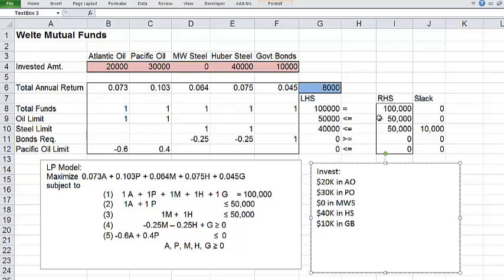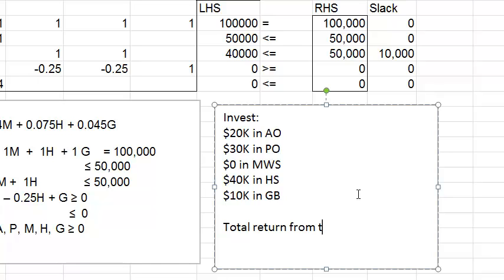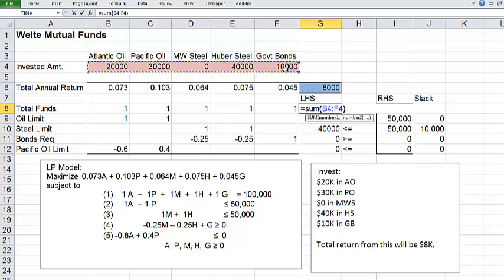So that's the recommendation from the optimal solution. And what will that give us is the $8,000 in return. So total return from this will be $8,000. Now I should point out that you don't really have to use a sum product formula every time. For instance, like this first constraint, here you just have to sum the variables. So I could have done it this way. I could have just said sum, all the variables. And that would have given me the same result. And here, again, I could have said, well, it's just a sum of the 2 variables. So I could have said sum, now these 2 variables, and so forth. And that would have been fine.